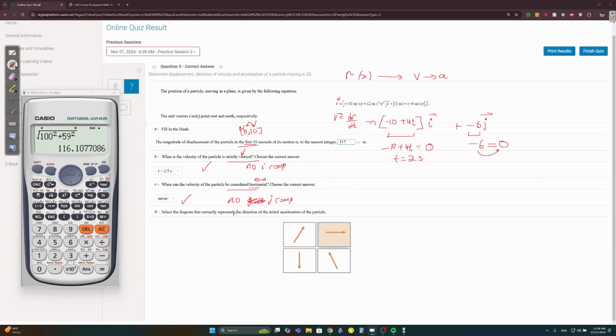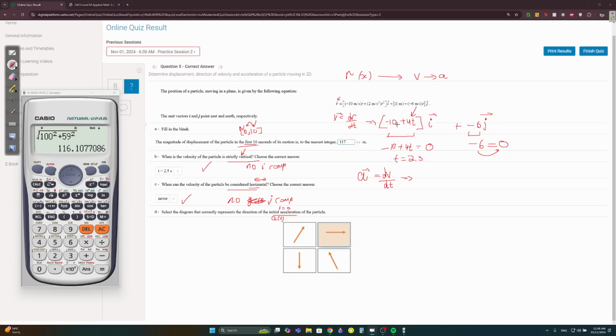Select the diagram that correctly represents the initial acceleration of the particle. Initial acceleration. So they're talking about acceleration at a certain time. Time equals 0. Let me see. Do I have acceleration for me to see what the acceleration is? No. I need to find acceleration. So I'm going to do dv over dt. Derive velocity with respect to time.